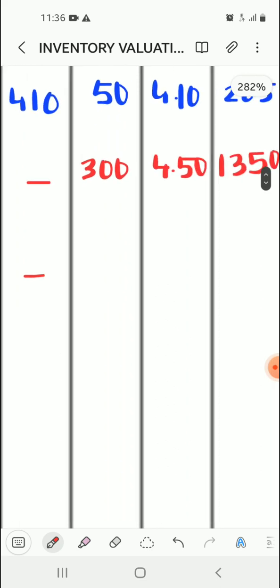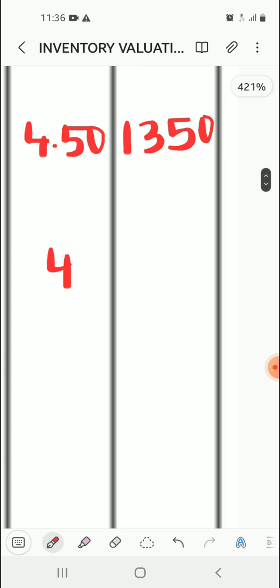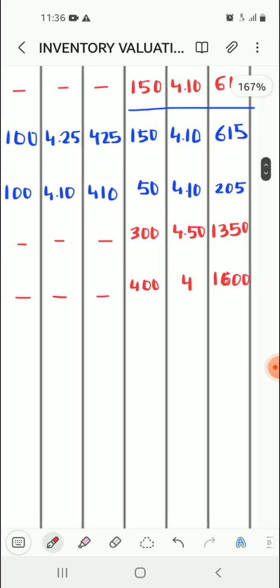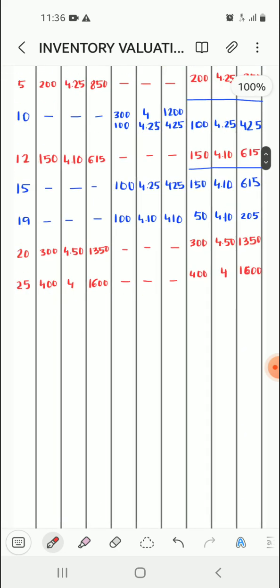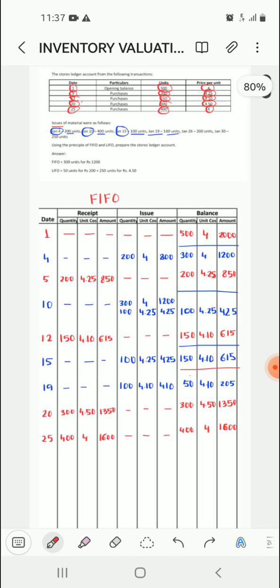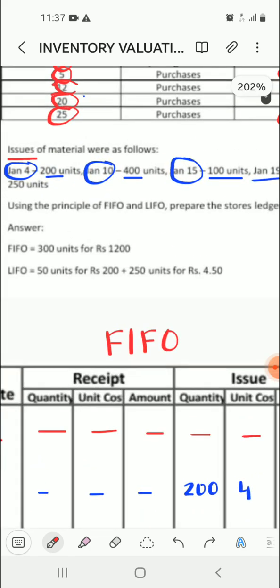Simply copy what we had written before, that is 400 units for 4 rupees. That comes to 1600. Now you can see we are left with quite a lot of lots. See, we are left with these lots right now. That is, you see, this 50, 300 and 400. Now we'll move to the next date. All the purchases are done. Now we are only left with the issues.